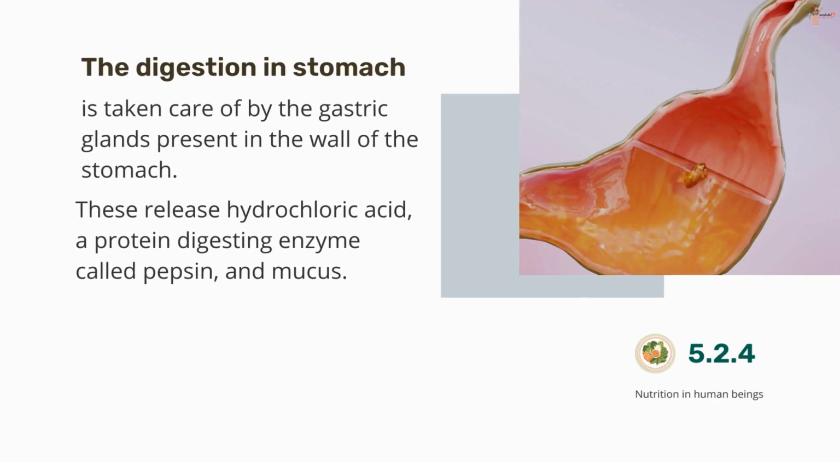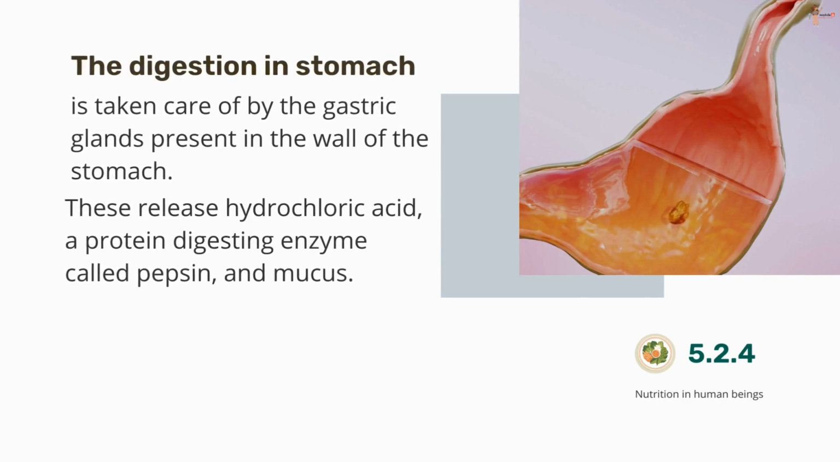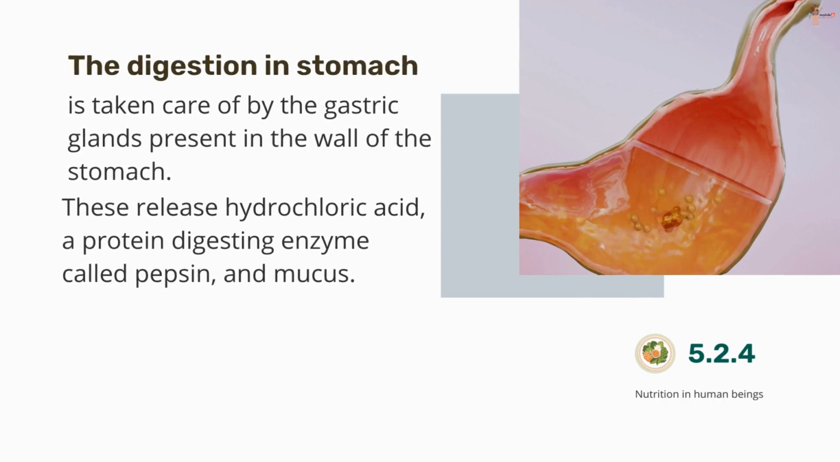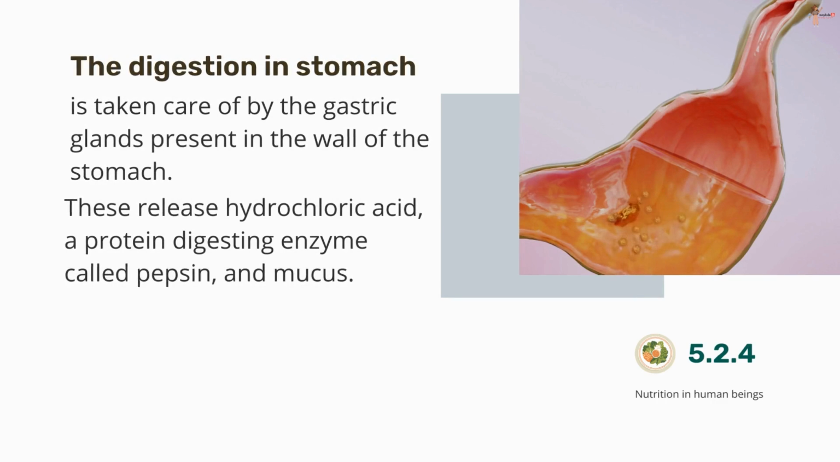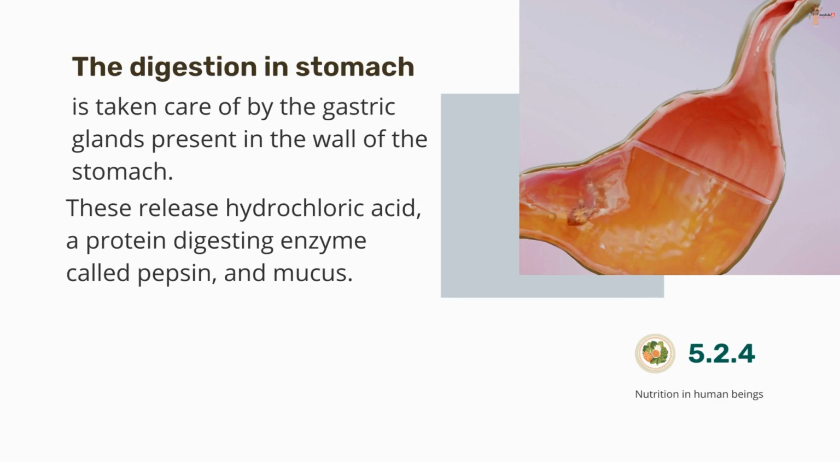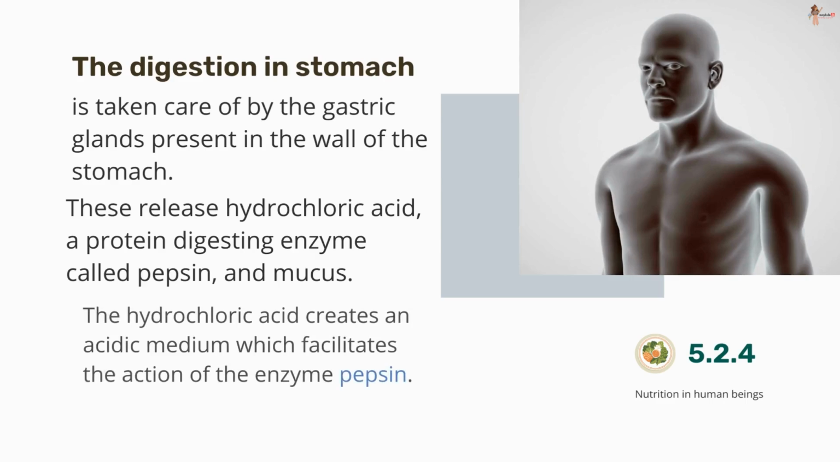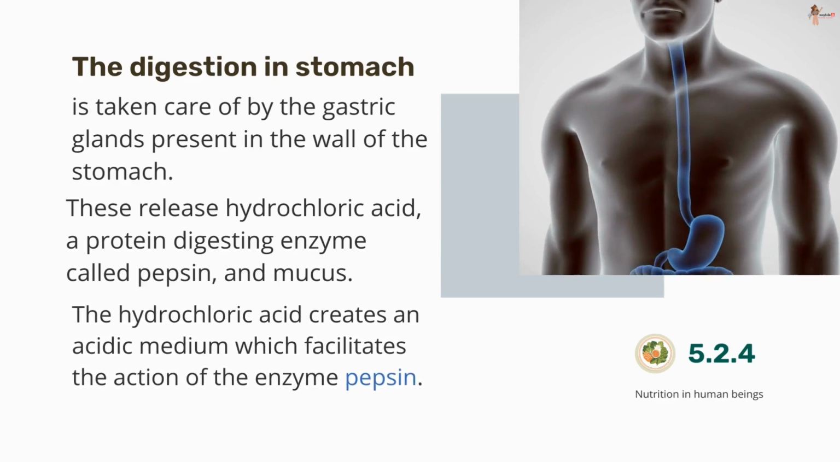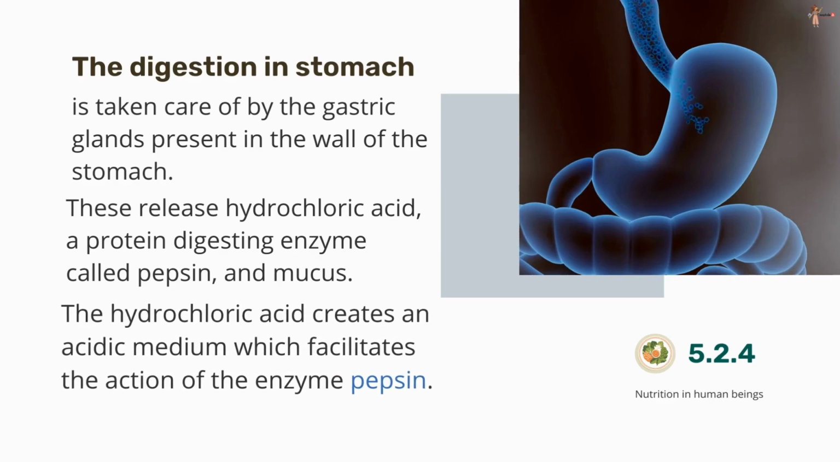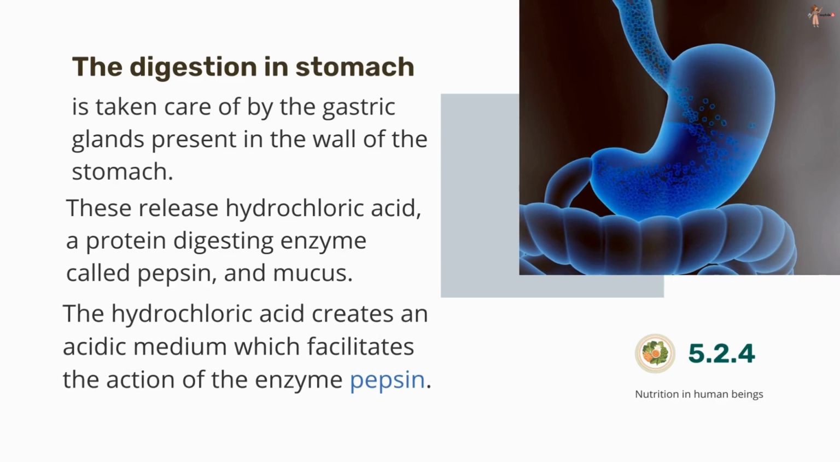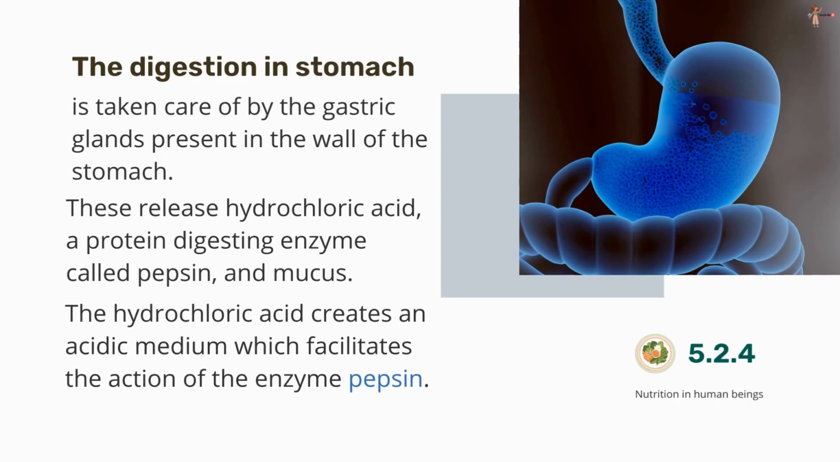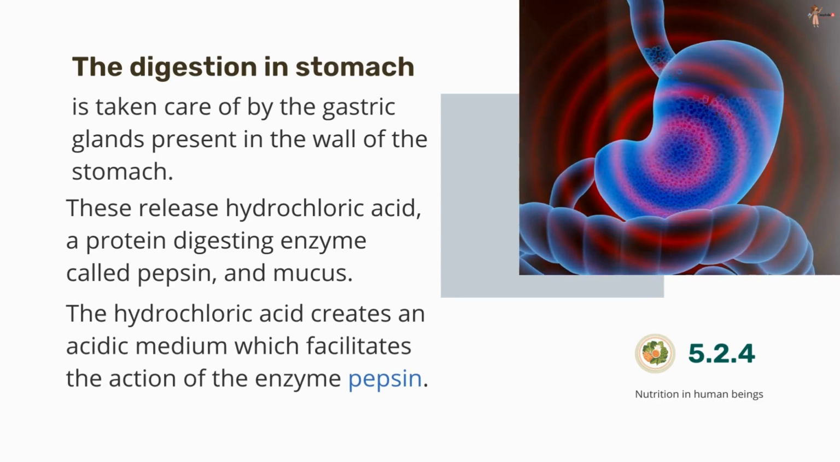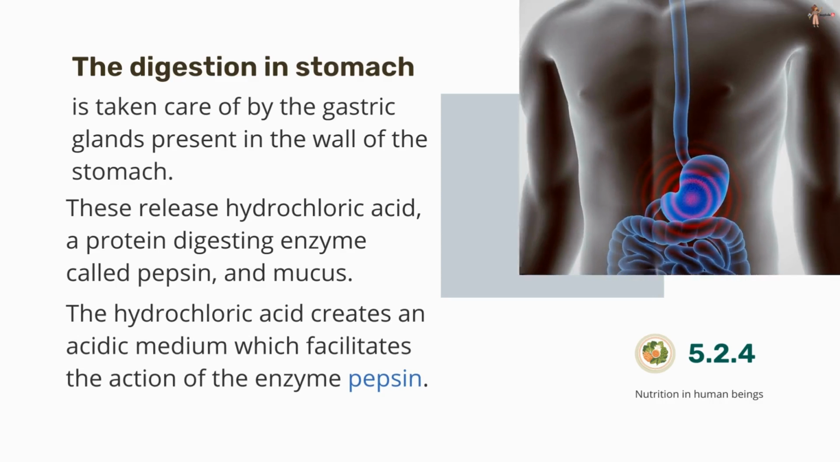The digestion in stomach is taken care of by the gastric glands present in the wall of the stomach. These release hydrochloric acid, a protein digesting enzyme called pepsin, and mucus. The hydrochloric acid creates an acidic medium, which facilitates the action of the enzyme pepsin. What other function do you think is served by the acid?